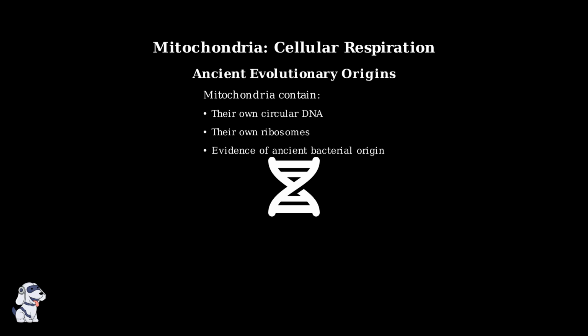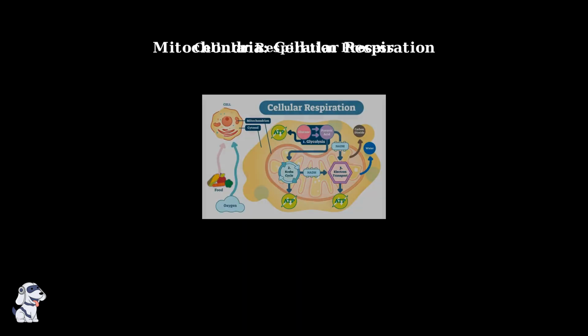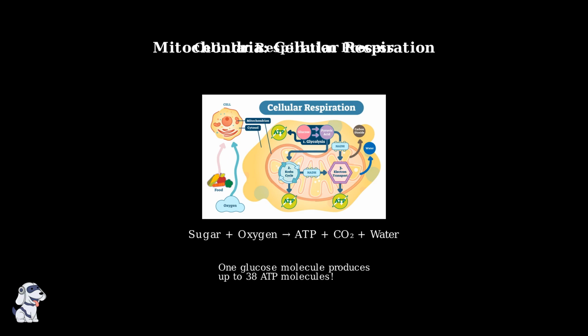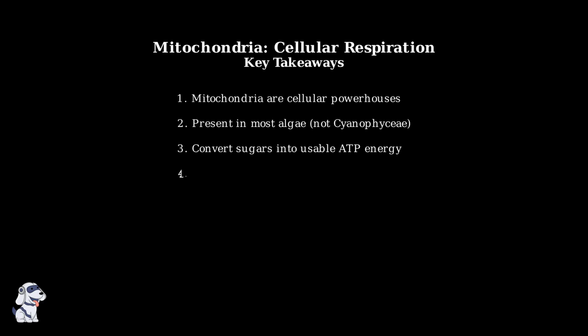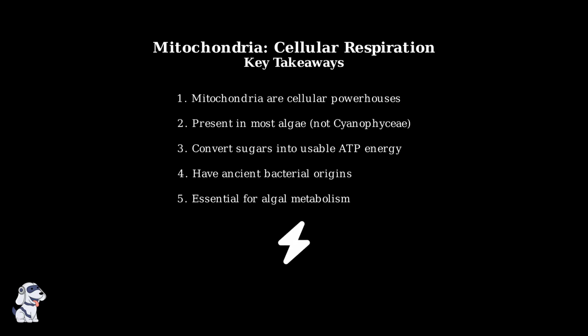Cellular respiration is the process by which mitochondria convert sugars and oxygen into ATP, the universal energy currency of cells. This process also produces carbon dioxide and water as byproducts. The efficiency of this process is remarkable. A single glucose molecule can be converted into up to 38 ATP molecules, providing the energy needed for all cellular activities in algae. To summarize, mitochondria are essential organelles that serve as the energy factories of algal cells.